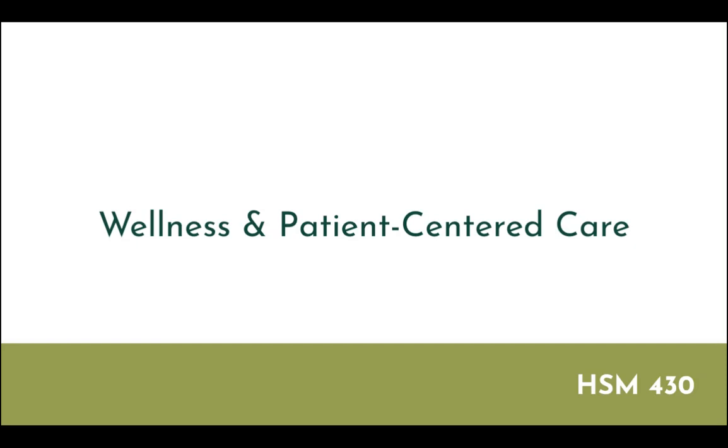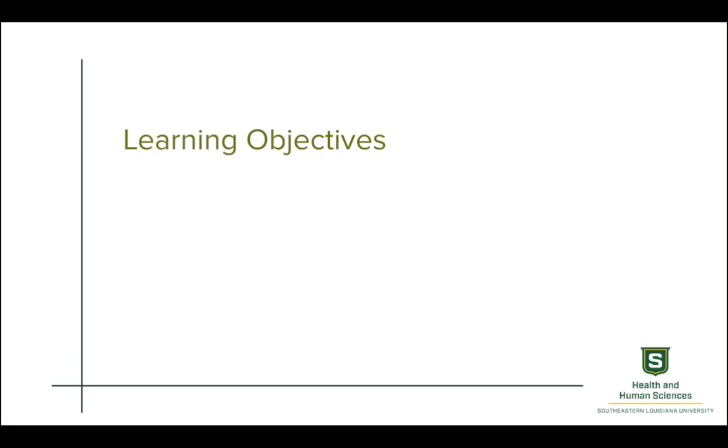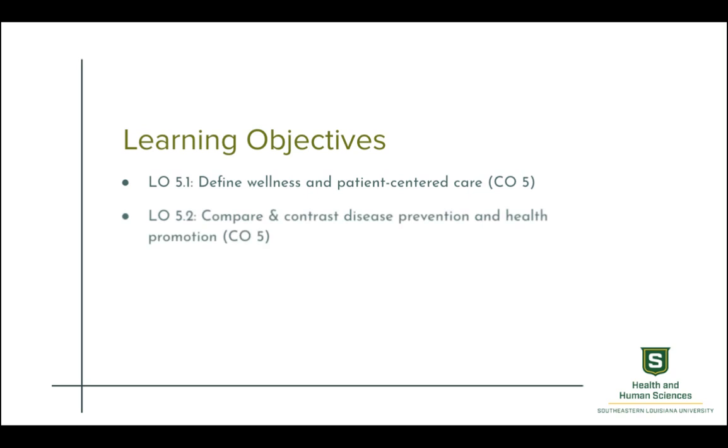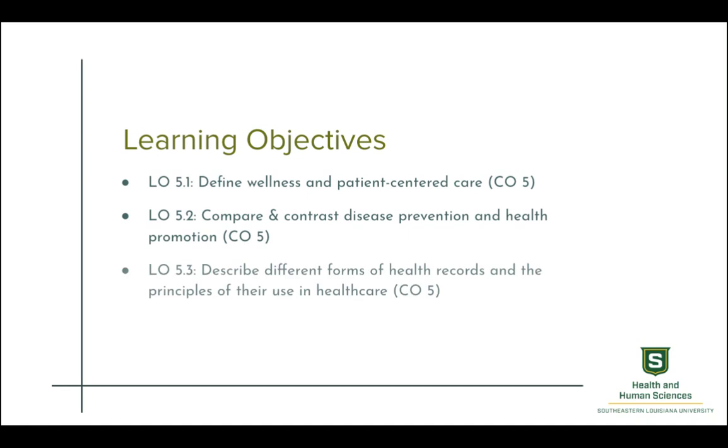For today's class, we will be discussing wellness and patient-centered care. So there are three objectives. First is to define what wellness is and what patient-centered care is, to compare disease prevention to health promotion, and then finally describing different forms of health records and the principles behind their use in healthcare.